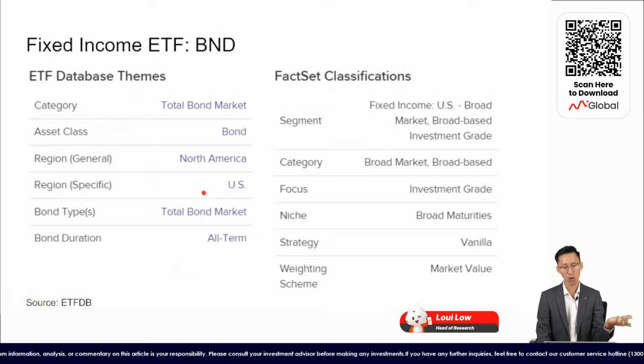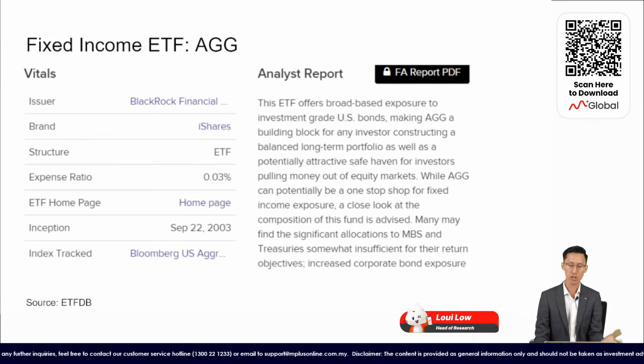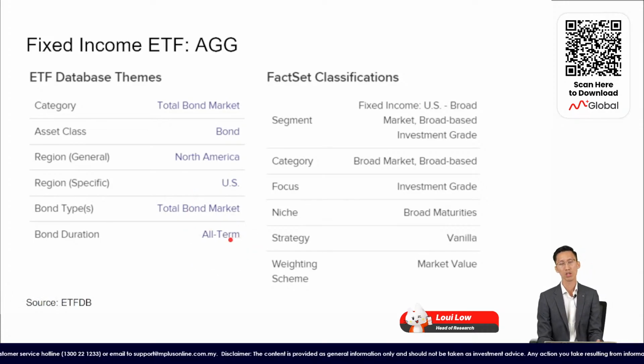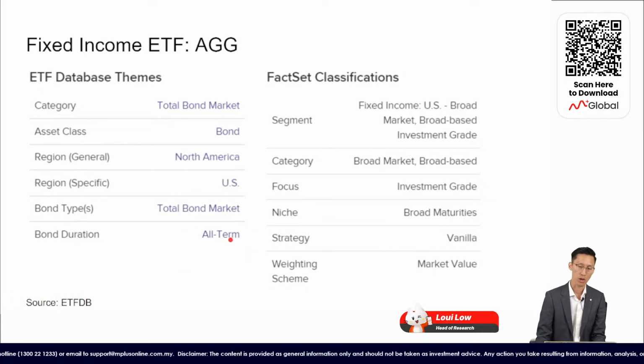So you can also look for what sort of bond market they are into, which region they are into. Like for instance, this is US-based, US region bond, and the bond duration can be all term, which means they cover 2-year, 5-year, 10-year, or even 30-year. So very, very broad, it covers everything on the bond market. AGG is also the same thing. We have an expense ratio of 0.03% and also total bond market and all terms as well. So basically they cover all the US bonds.